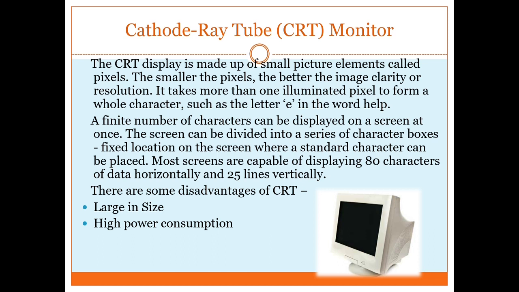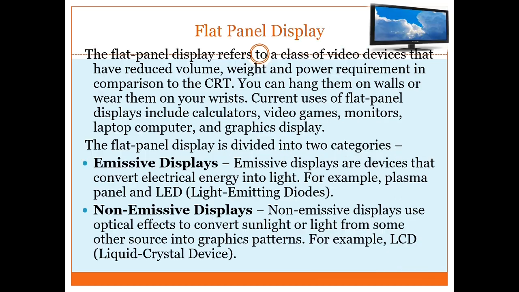The screen can be divided into a series of character boxes, fixed locations on the screen where a standard character can be placed. Most screens are capable of displaying 80 characters of data horizontally and 25 lines vertically. There are some disadvantages of CRTs. They are large in size and have high power consumption.